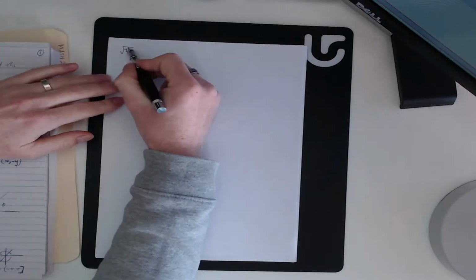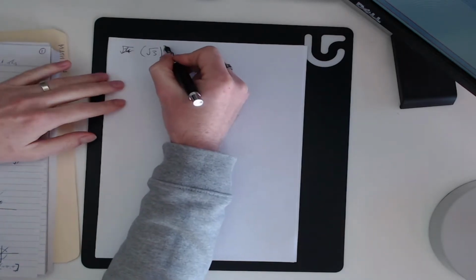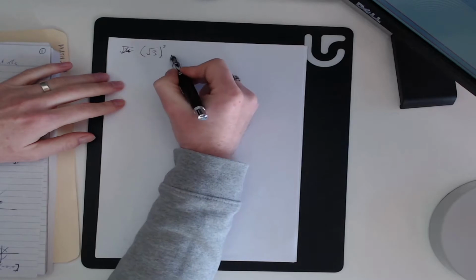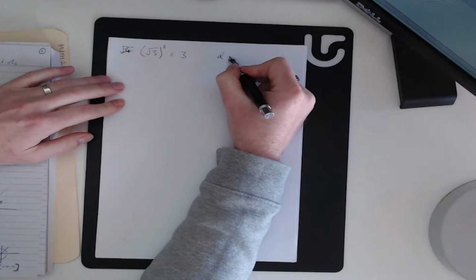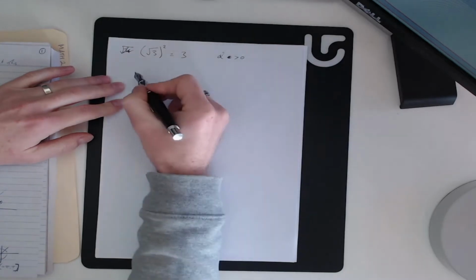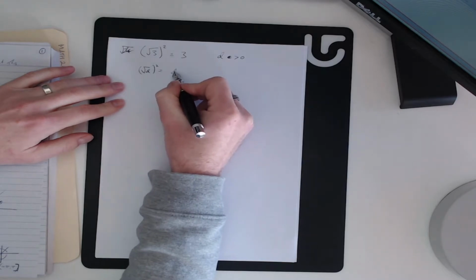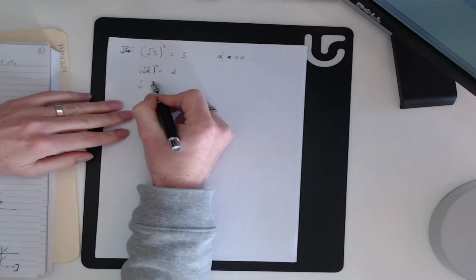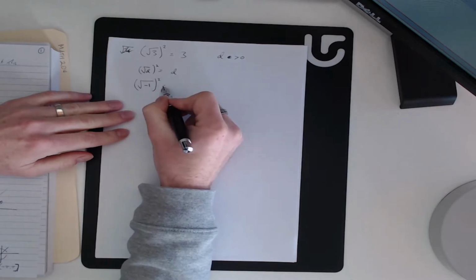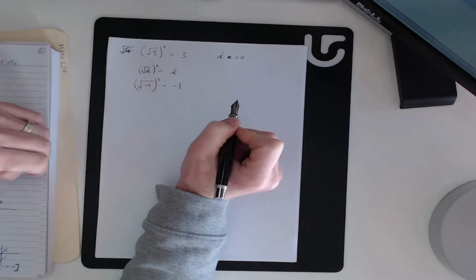Take a number, square root of 3. We know how it behaves. So the square of square root of 3 is equal to 3. And the same is true for any positive number. Square root of d squared is equal to d. So this should imply that the square of the square root of minus 1 is equal to minus 1.